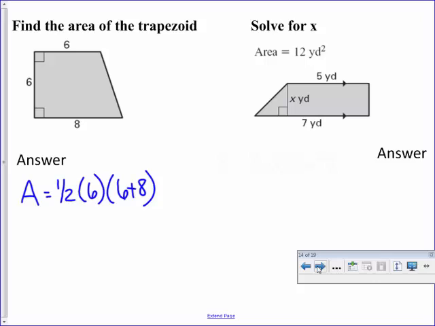So when you plug that in, 1/2, 6 is the height here because it's connected to your 90s, and then add your bases, 6 plus 8. So when you solve that, you should get 42.